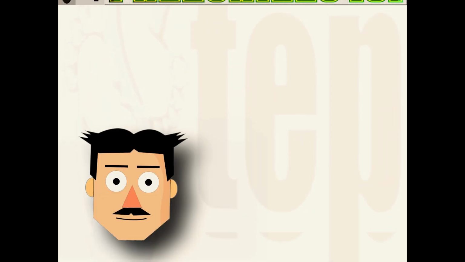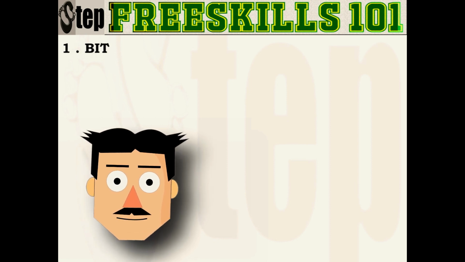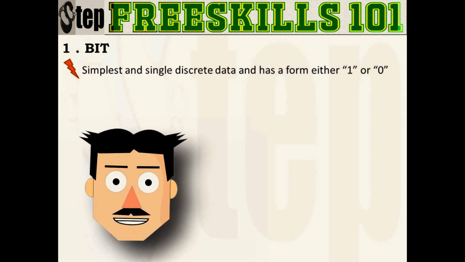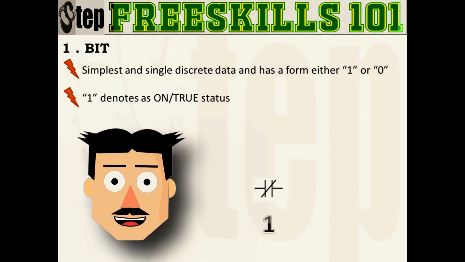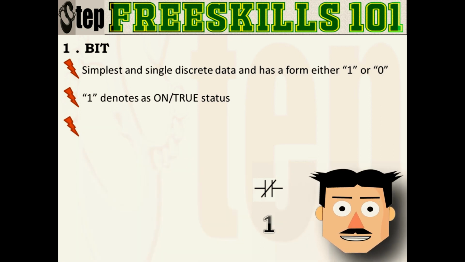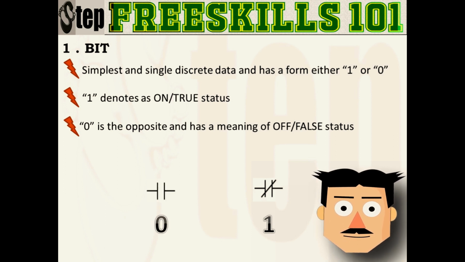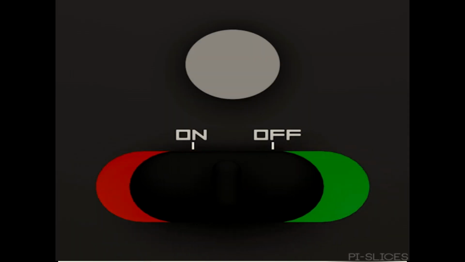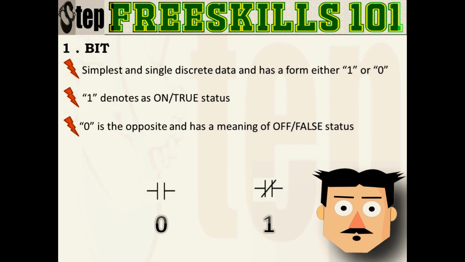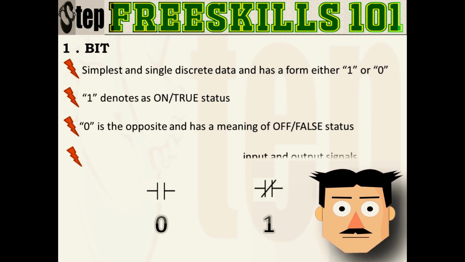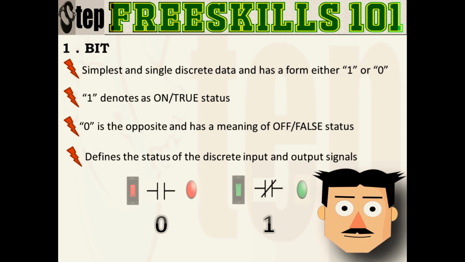We start with bit. Again, a bit is a single discrete data that has a form of either 1 or 0. A bit 1 denotes on or true status. A bit 0 is the opposite and has a meaning of off or false status. The bit is the most basic unit of information in computing and digital communications. The name is a contraction of binary digit. Bit defines the status of the input and output discrete signals.